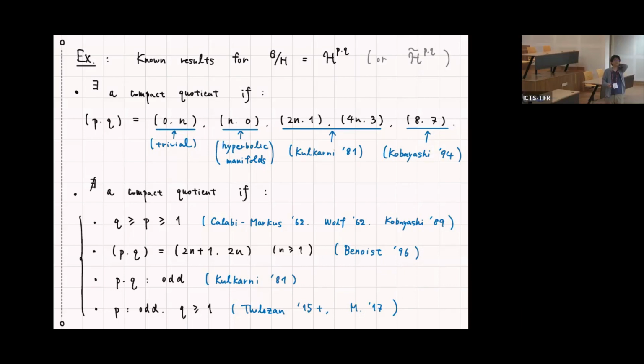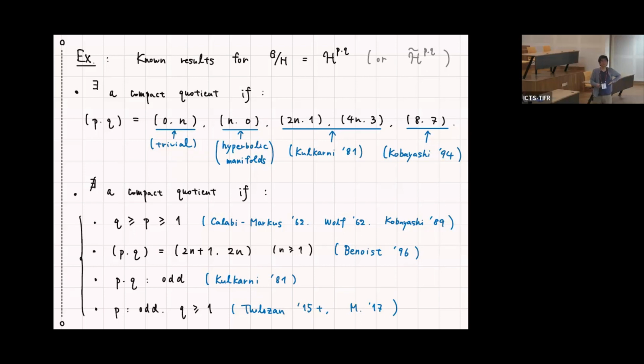On the other hand, there are some non-existence results, namely when q is at least p and p is positive, then there does not exist a compact quotient. In fact, in this case, there is no infinite discrete subgroup gamma which acts properly on G/H. So in this case, you get a stronger result, as explained in Kobayashi's talk today, and probably will be explained tomorrow in much more detail.